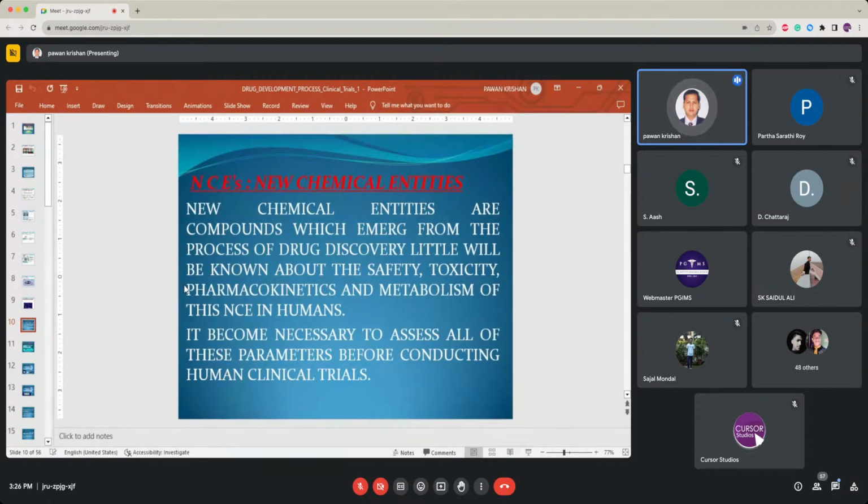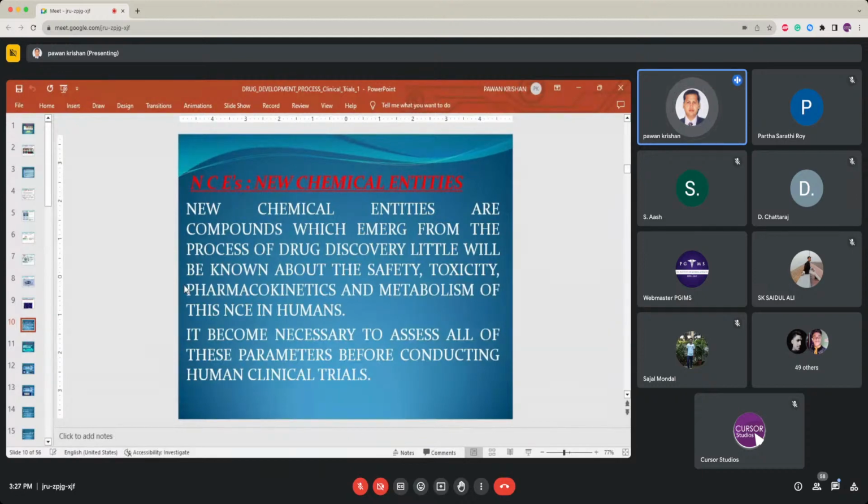So once this new chemical entity is formed, synthesized, and optimized, then you have to examine its efficacy and safety. Once we have a few molecules, maybe two or three, then they have to be evaluated for their efficacy and safety.